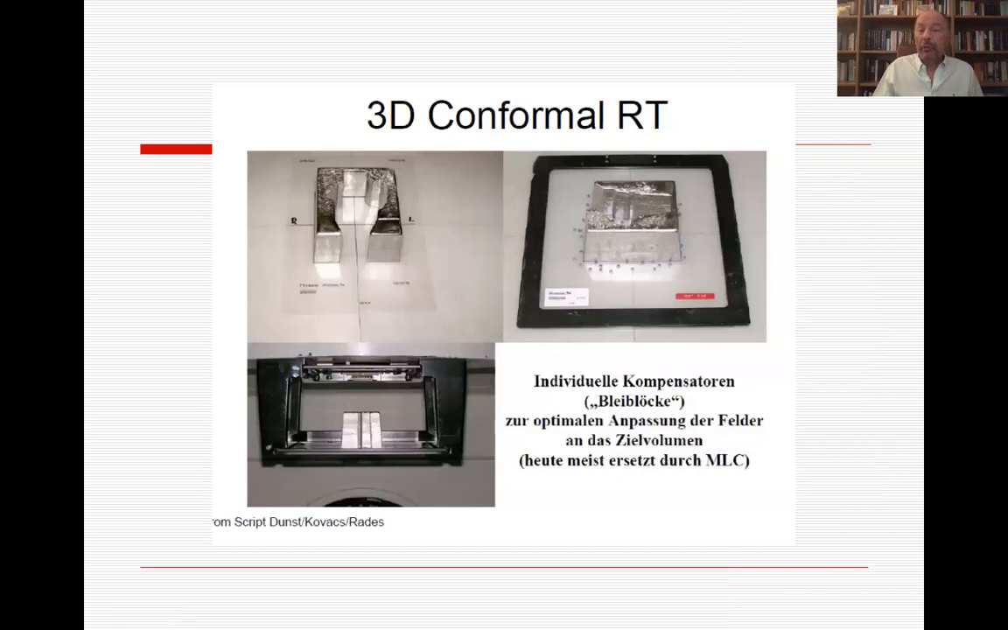Now, as I told you, how can the therapy be conformal? The way you do it conformal is that you build compensators so that they are shaped exactly corresponding to the shape of the tumor, and so you can actually direct the field in a way which is very conformal on the tumor. This is also now essentially gone and has been replaced by MLC. MLC means multi-leaf collimators. So these are small leaves that you can move, and so you can create every shape of the tumor. And in principle, you can even move them during the therapy if the tumor is moving.